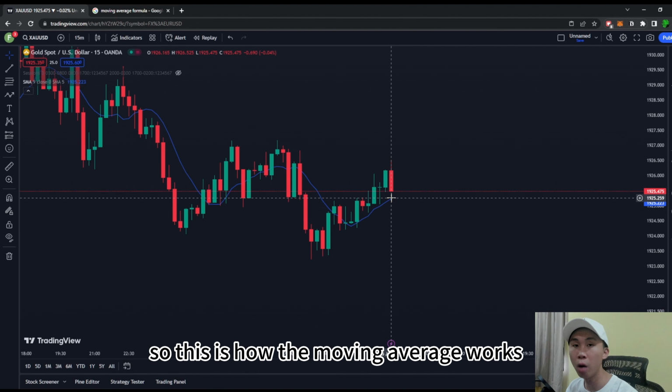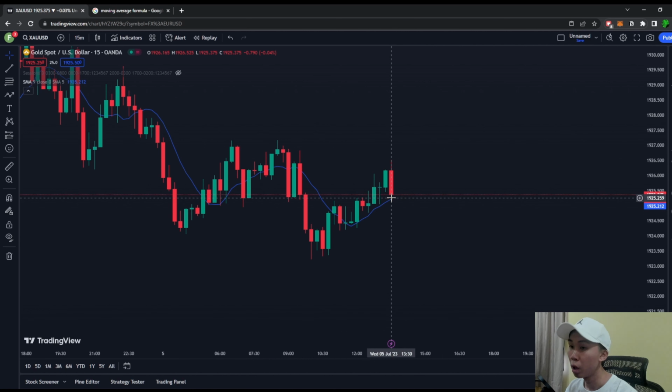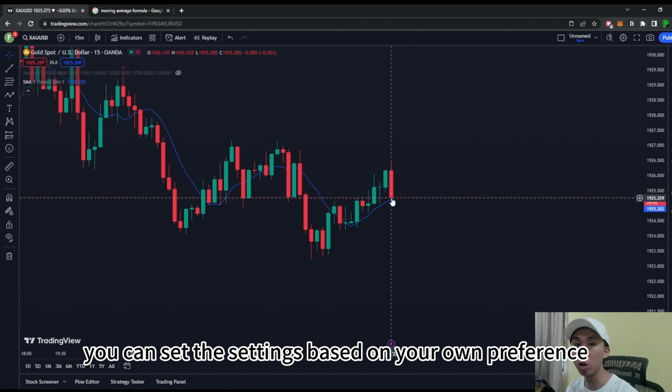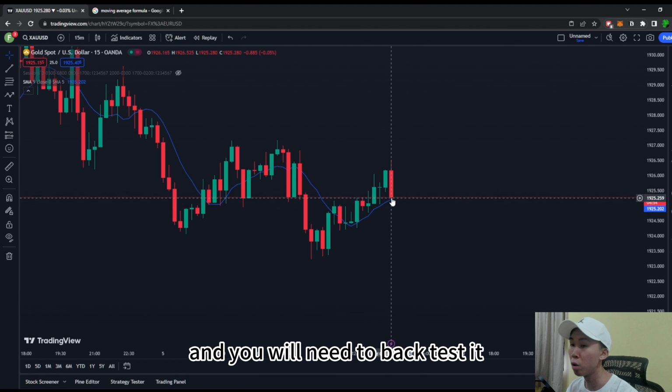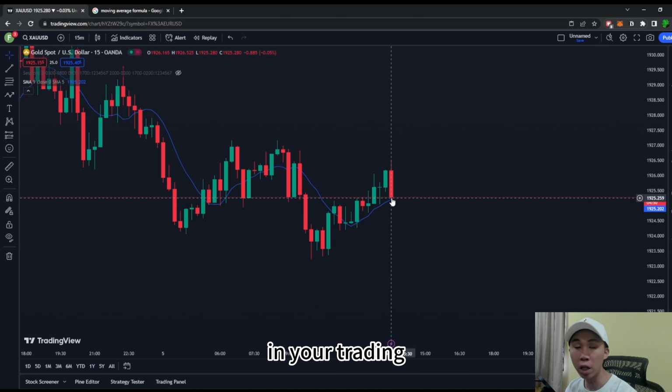So this is how the moving average works and how you apply it on your charts. You can set the settings based on your own preference and you will need to backtest it, but I'll recommend a setting that you can use in your trading.